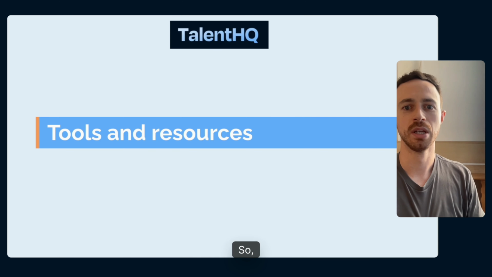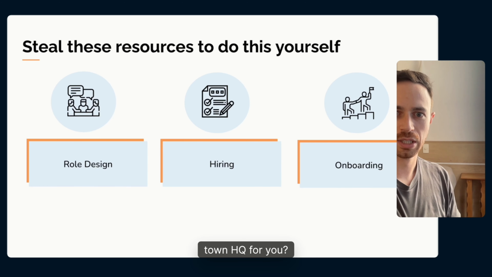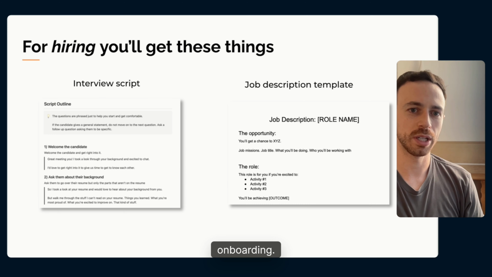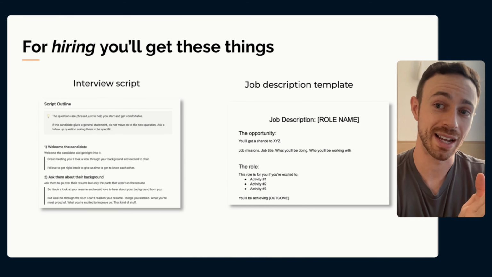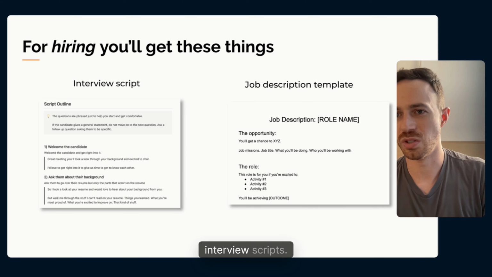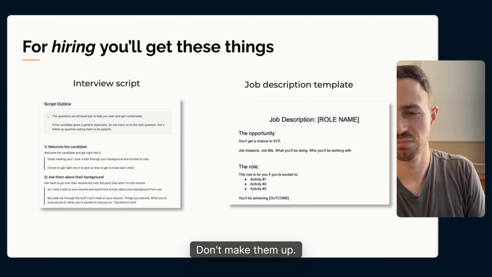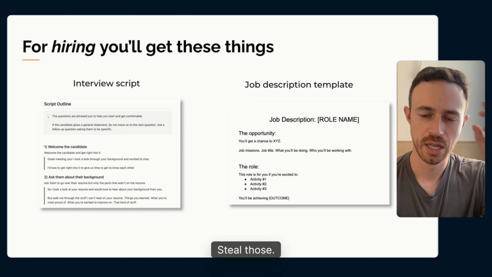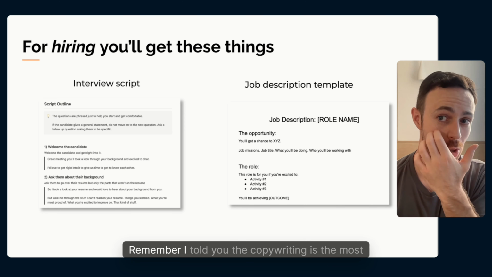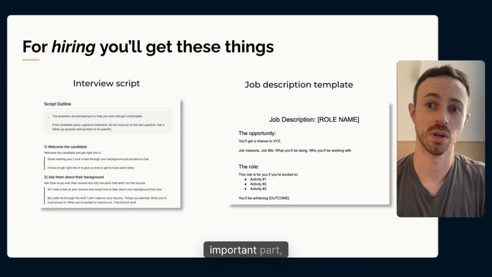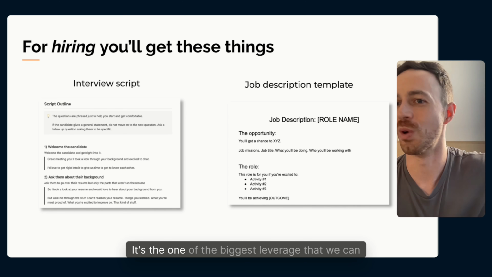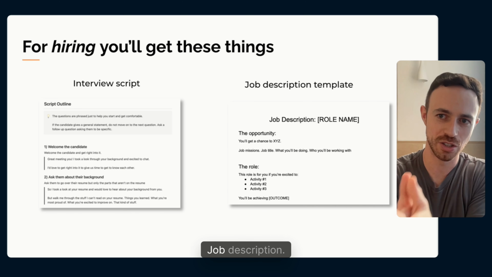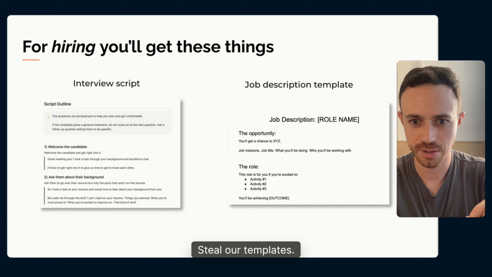All right. So what do we have in Talent HQ for you? Role, hiring, onboarding, talked about that. Okay, so for hiring, I got a package. Steal our interview scripts. Don't make them up. We have interview scripts. Steal those. Job description template. Remember I told you the copywriting is the most important part, right? It's one of the biggest leverage that we can have. Job description, right? Steal our templates.